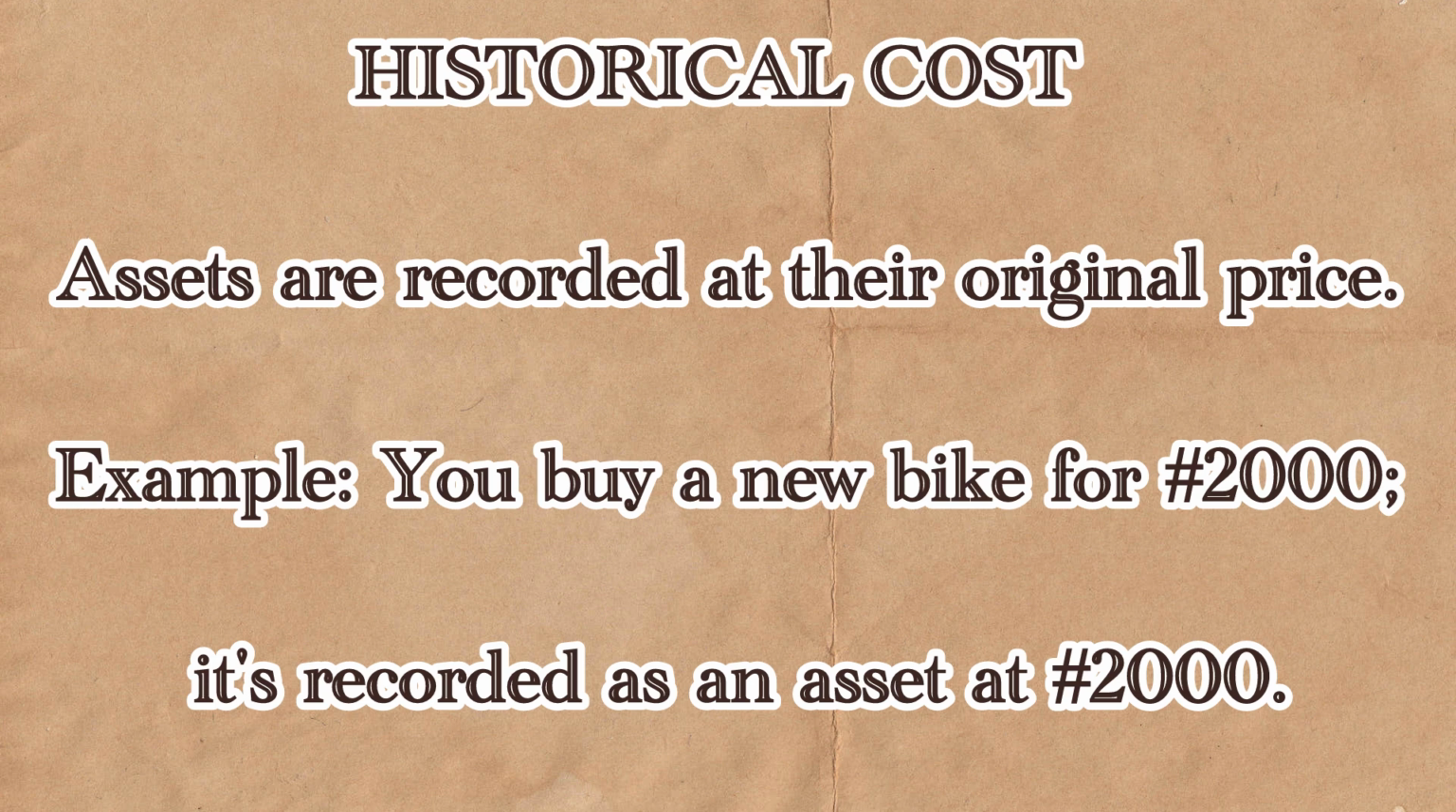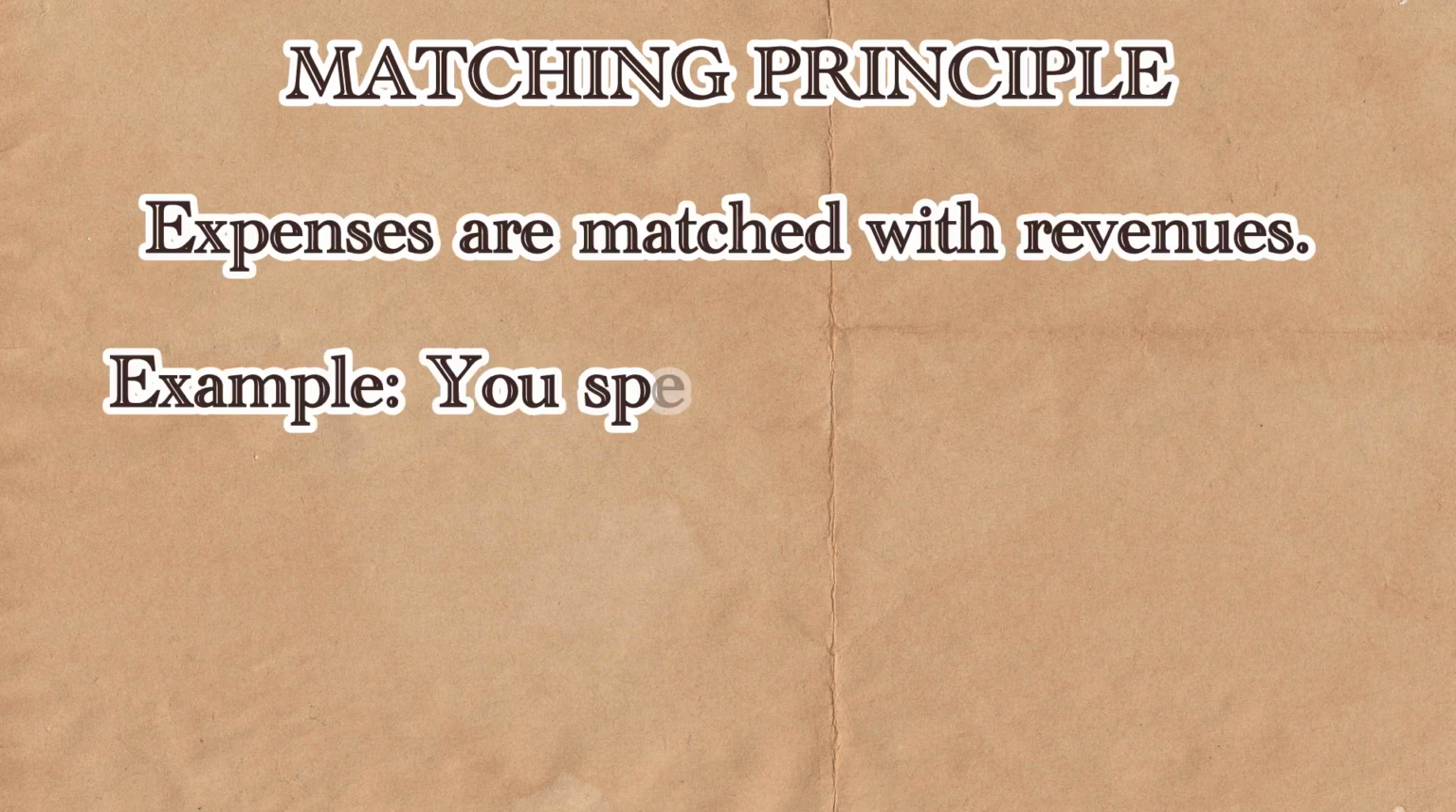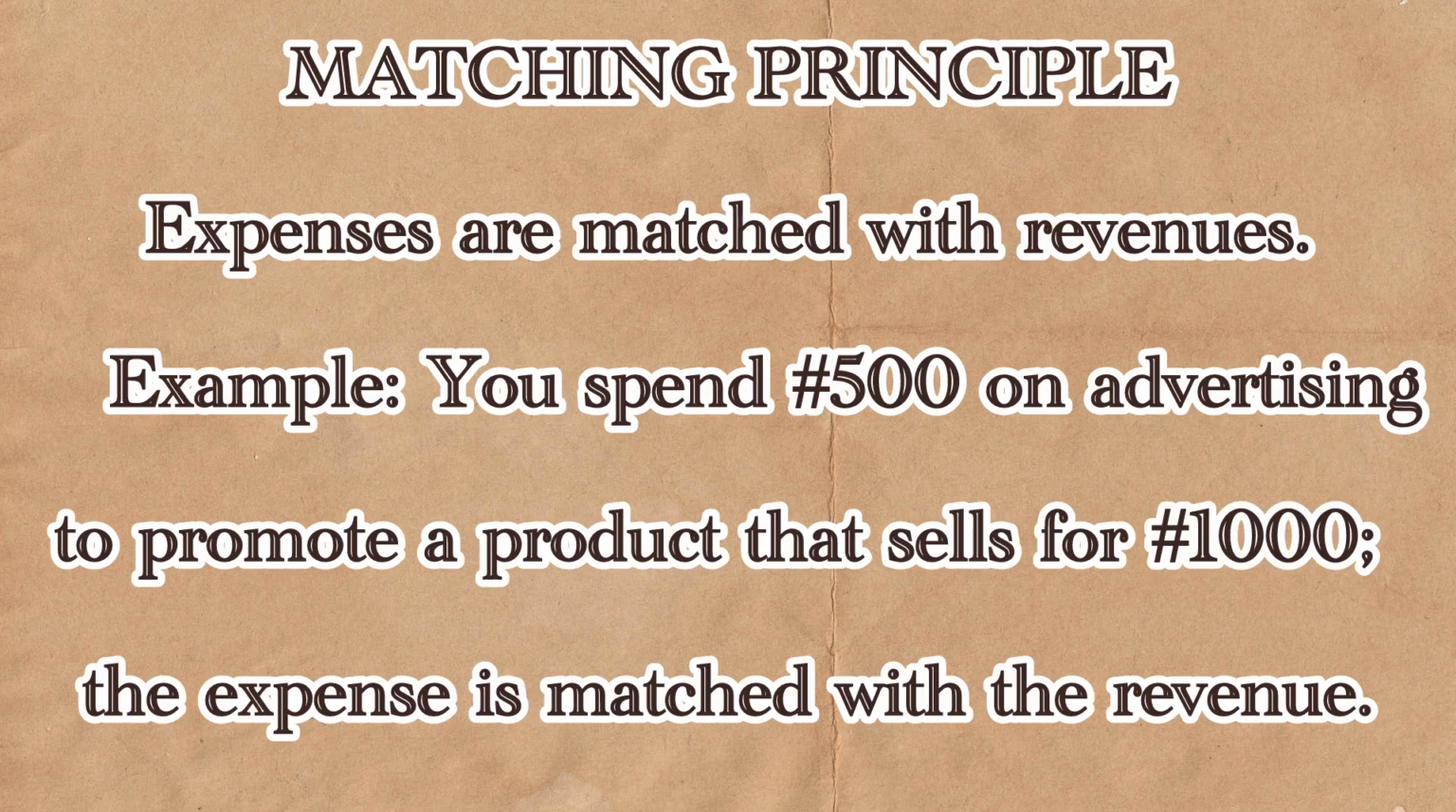Historical cost. So, what is historical cost? Historical cost simply means assets are recorded at their original cost. For example, if you buy a new bike for 2000 naira, it's recorded as an asset for 2000 naira in your financial statement.